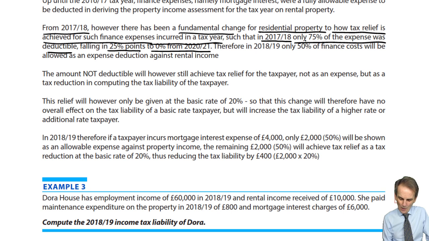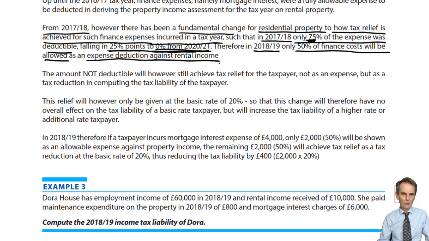But whereas in 2016-17, 100% of the finance expense that you incurred was an allowable deduction, in 2017-18, it was only 75% and falling in 25 percentage points from one tax year to another. It's going to be therefore 0% from 2020-21, but in 2018-19, it's now 50% of the finance costs will be allowed as an expense deduction against the rental income. Now, clearly what that means is that the property income assessment is bigger as a result.